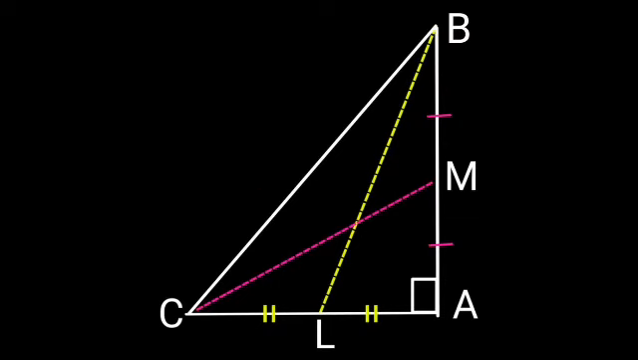Triangle ABC is a right angle triangle. Angle BAC is equal to 90 degrees. M is a midpoint of AB. CM is a median of this triangle. L is a midpoint of AC. BL is a median of this triangle.